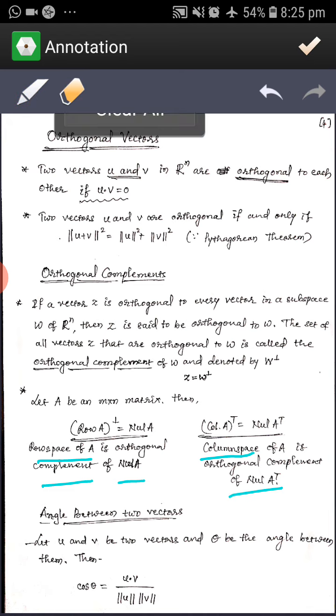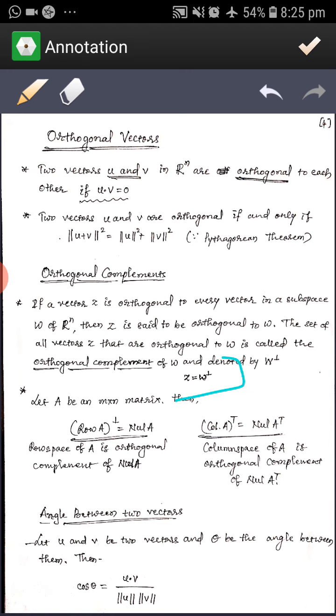So this can be represented like this: if any vector is in the orthogonal complement of the subspace, then we can write z is equal to W perpendicular. So this is the orthogonal complement, and this is the orthogonal vector u dot v.